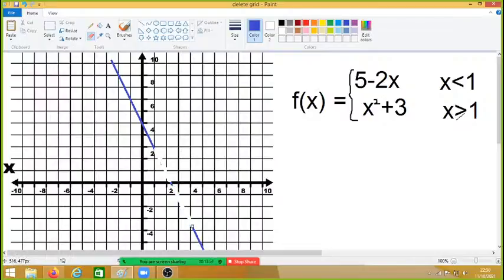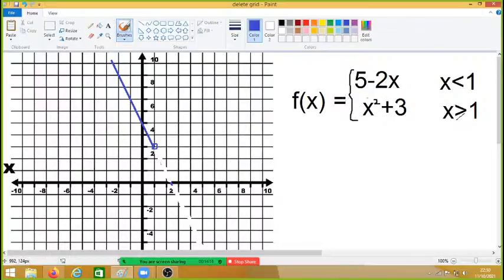So we can rub out that line. And because it's strictly less than 1, that means we don't want to include 1. So we're just going to use a hollow circle to show that that function ends there.